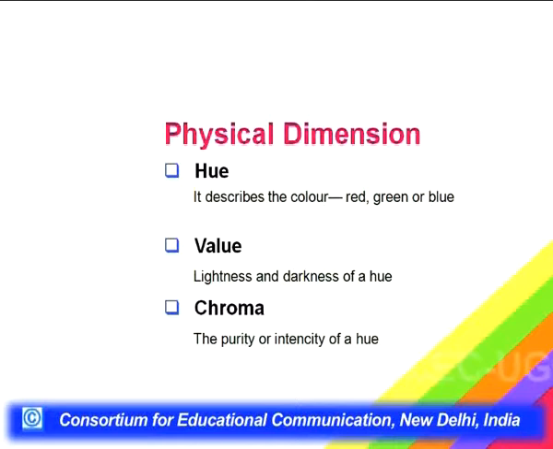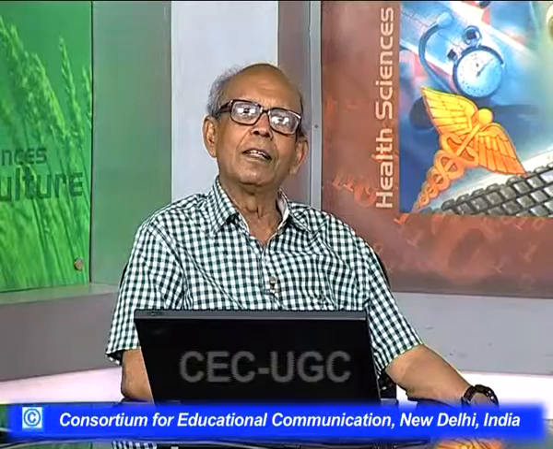Value is another aspect, another physical dimension of color. Value refers to the lightness and darkness of colors. Lighter the color, more the value. Darker the color, less the value. It is determined by how much light is reflecting from the colors. As you go on reducing the color value, then it becomes darker. If you increase the color value, then it becomes lighter. That means more light is reflected from the color. That's why it's more the value.